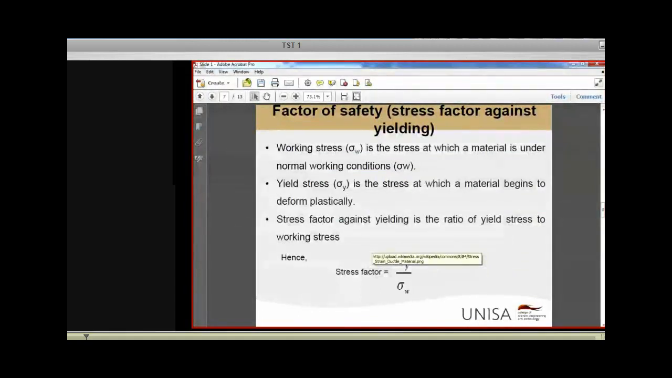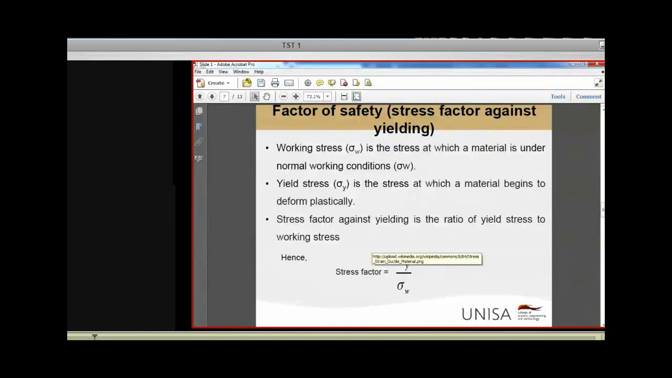Remember, we said looking at the graph, at that elastic limit, the material is still working under normal condition. At that point, there is a directly proportional relationship between stress and strain, and the material has not deformed or shown any sign of deformation. Within that limit, that is when we have the working stress. The working stress is a stress at which the material is under the normal working condition.